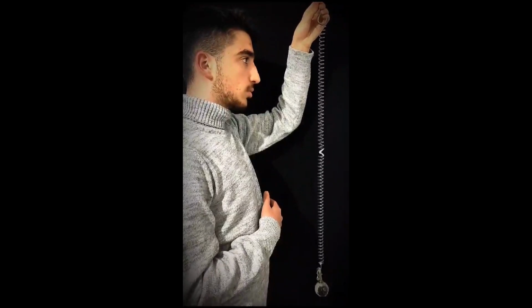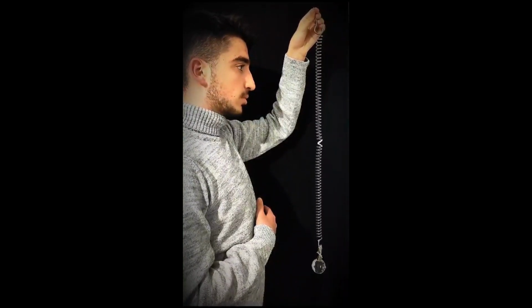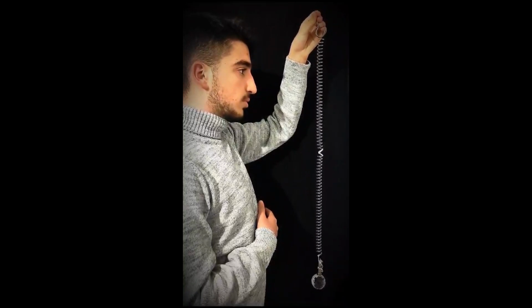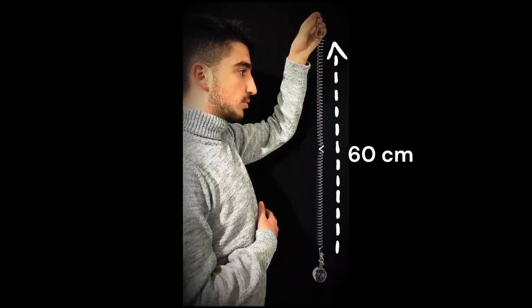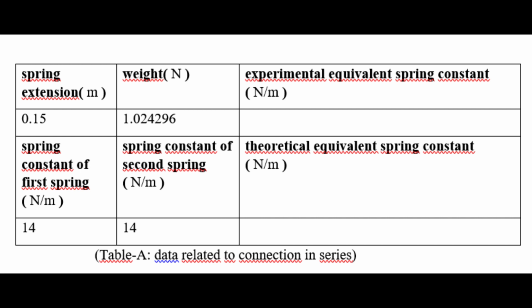In the first stage of the experiment, I will connect springs in series and measure the spring extension. As you see, total length of springs is 60 centimeters. So, I can find that the spring extension is 15 centimeters. Now, when I divide the weight of the object by the extension, I can find that the equivalent spring constant is approximately 6.8 Newton per meter. Also, when I calculate the equivalent spring constant by using special formula, I find that it's equal to 7 Newton per meter.